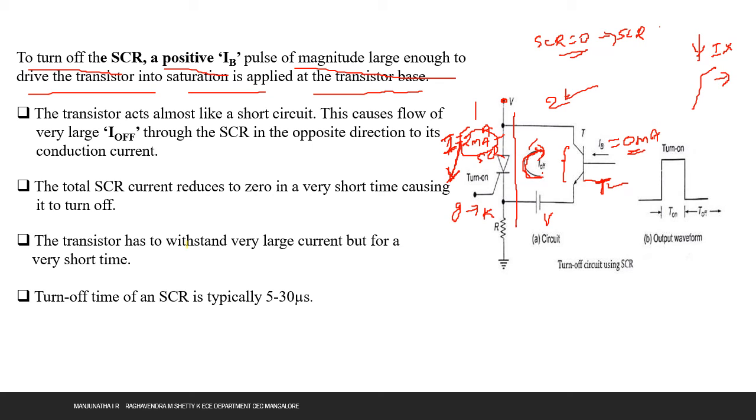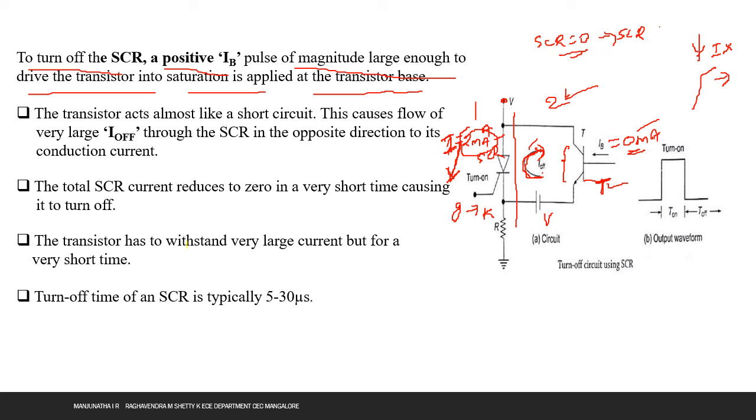So how is it possible? We know that when IB is equal to 0 milliamps, it makes this transistor an open circuit. In an open circuit there is no current, so there is no chance of a current like 2 milliamps flowing. So what we understood is that IB should not be 0 milliamps.